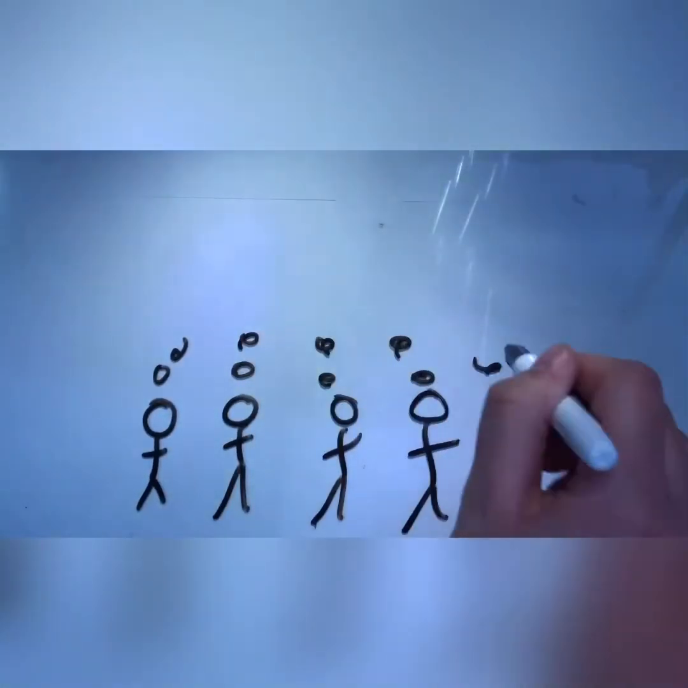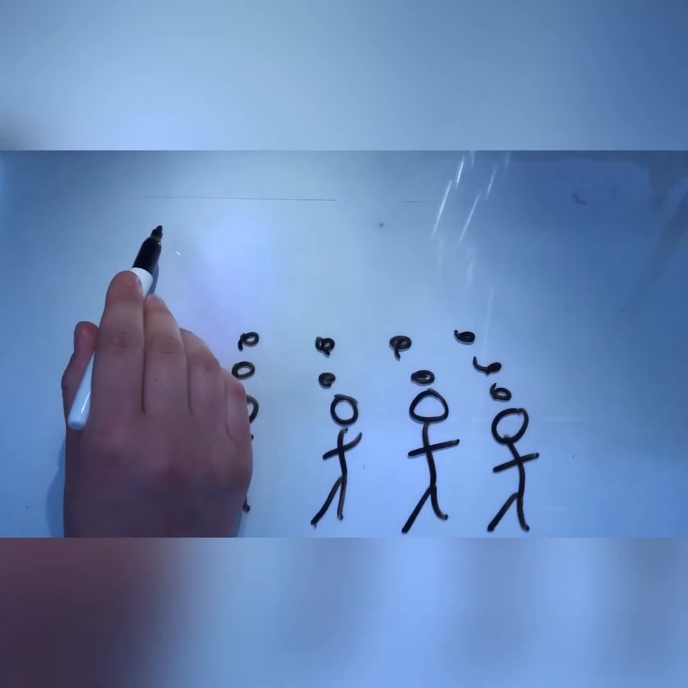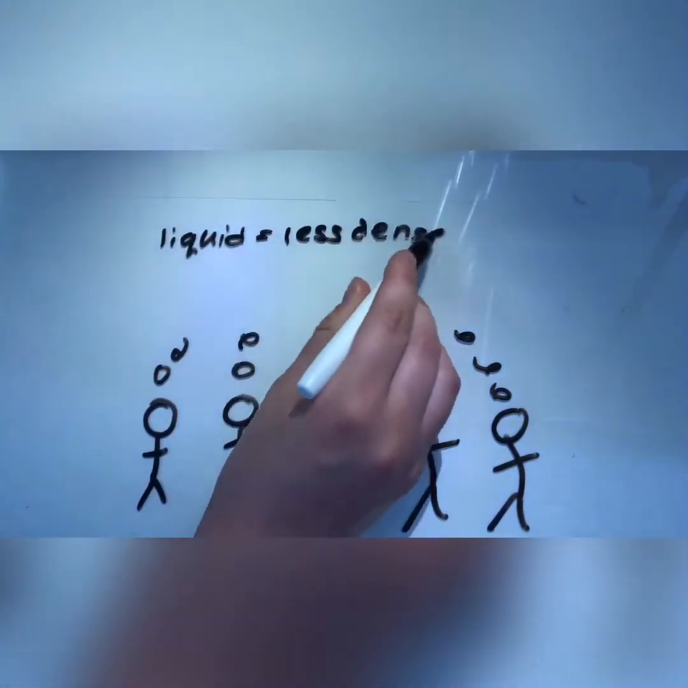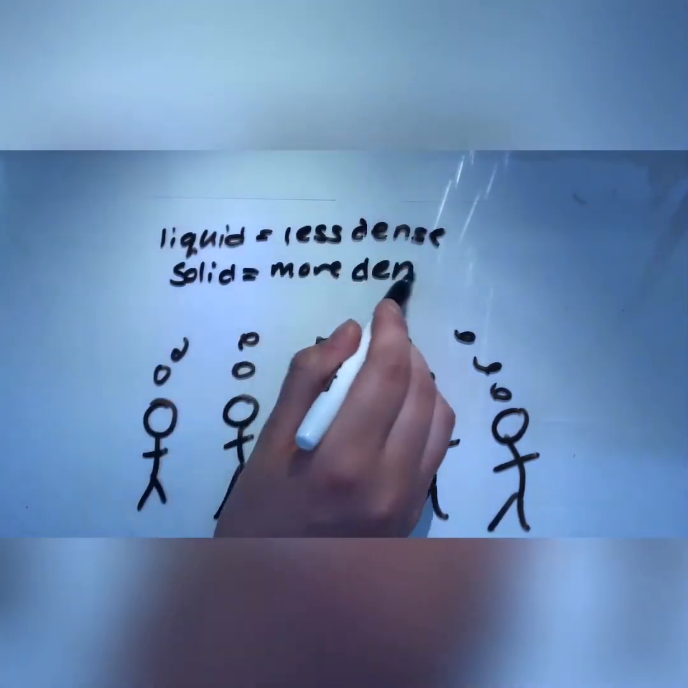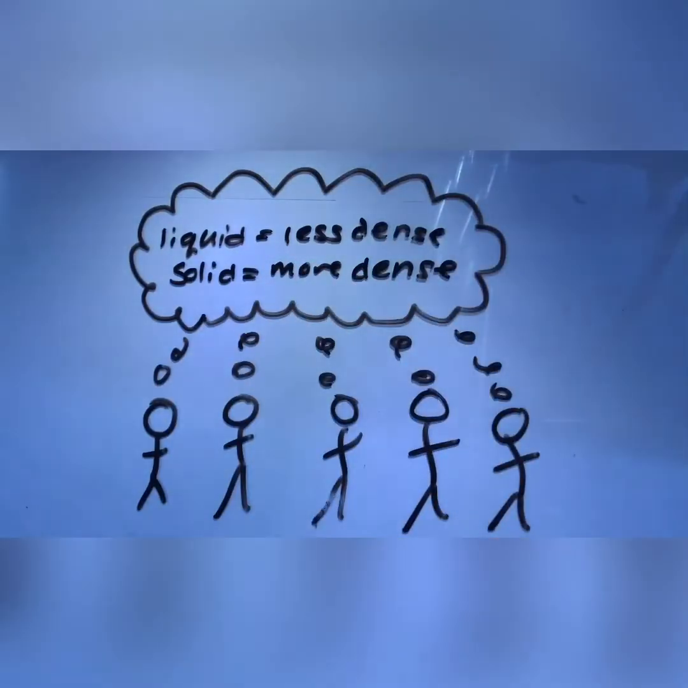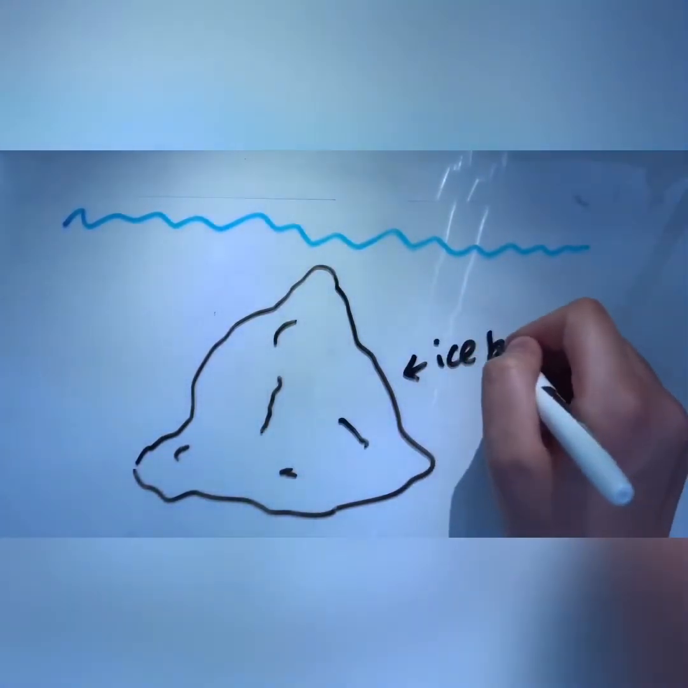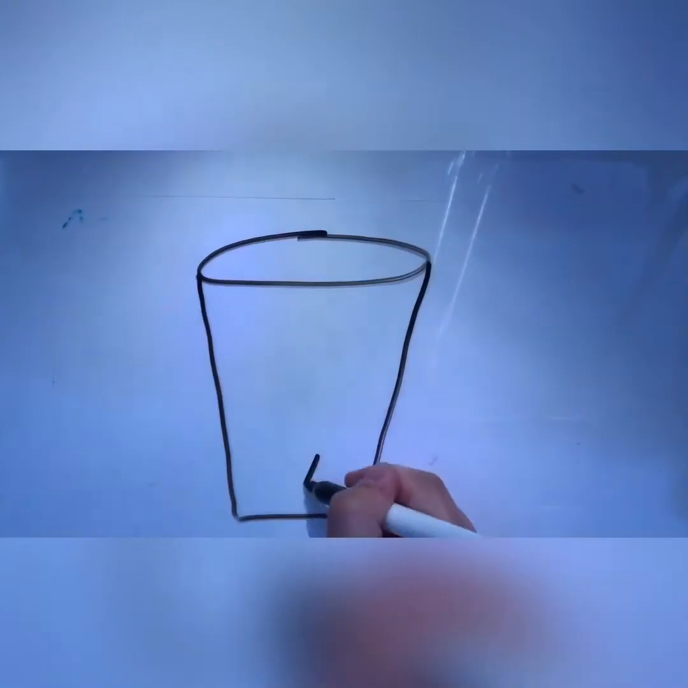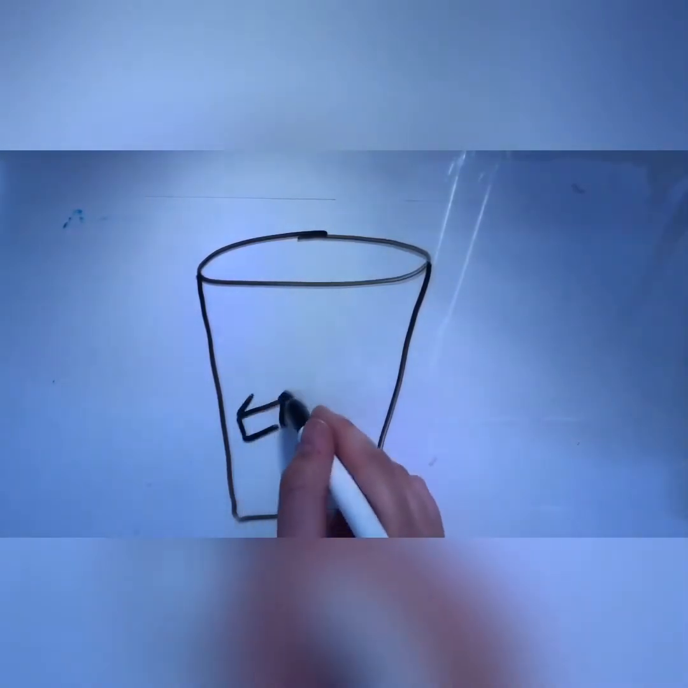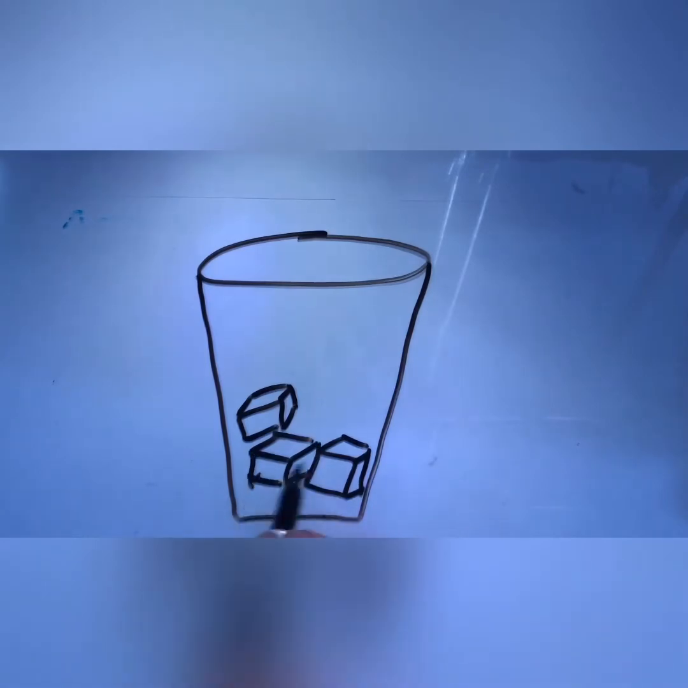We all know that most substances will become less dense when heated or in a liquid state, and become denser when cooled down significantly or in a solid state. If this was true for water, icebergs would be completely submerged into the ocean, and ice cubes would sink to the bottom of cups.